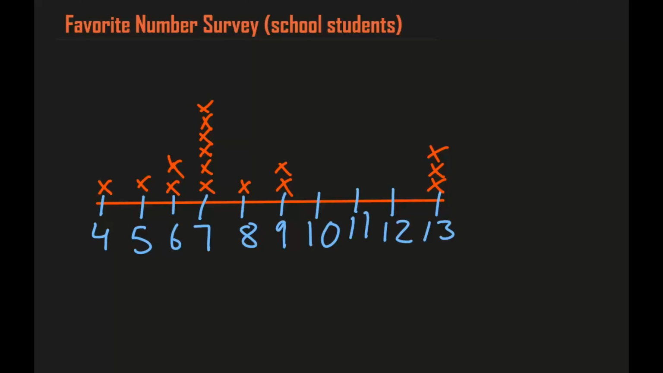Okay, so all you're going to do to find that number is you need to count the number of x's. So we have 1, 2, 3, 4, 5, 6, 7, 8, 9, 10, 11, 12, 13, 14, 15, and 16. So 16 people were part of the survey.